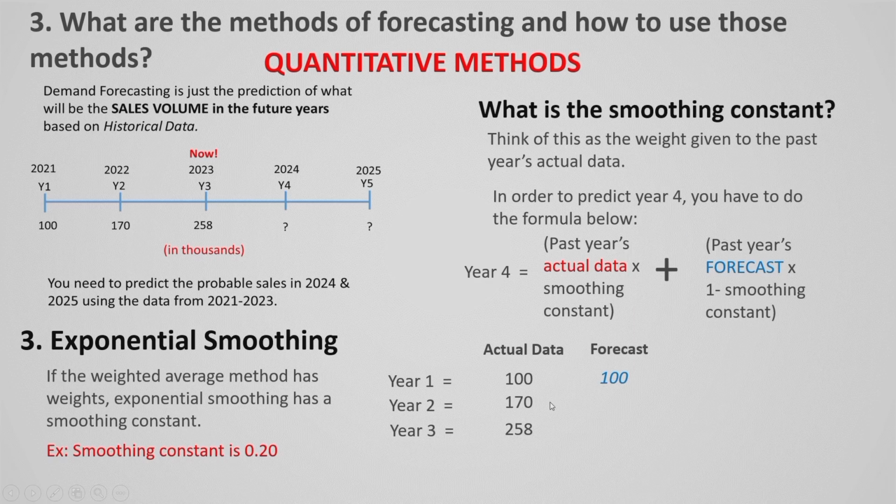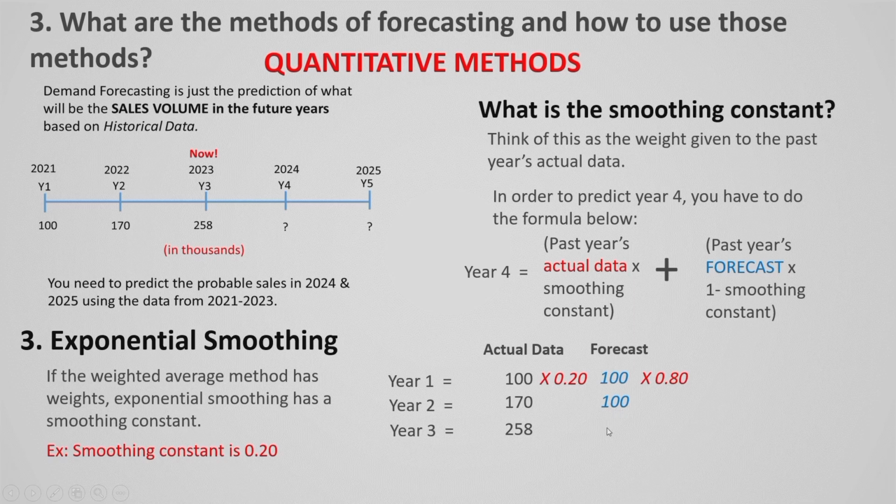So, actual data for previous year, which is 100, times the smoothing constant of 0.20, that's the one that we assumed, plus the forecast of the previous year, which is again, in year 1, we have 100 times 0.80. Again, that 0.80 is 1 minus the smoothing constant. And you will still get 100. Because 0.20 of this 100 is 20 and 0.80 of this 100 is 80. So 20 plus 80, it's still 100.